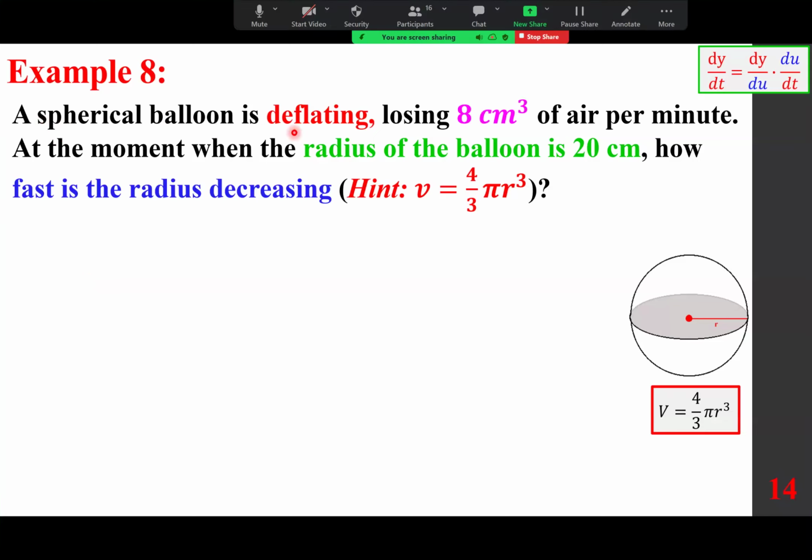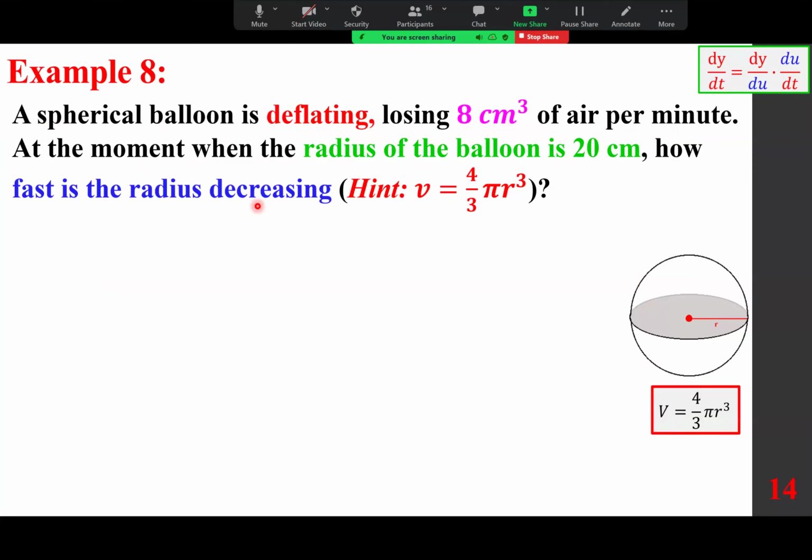Example 8, a spherical balloon is deflating or losing 8 cubic centimeters of air per minute at the moment when the radius of the balloon is 20 centimeters. How fast is the radius decreasing? Here's the shape, here's the volume. We are supposed to know that. So the volume is 4/3 pi r cubed. What is given? dV/dt is negative because it's losing, it's deflating. It's losing air, negative 8 cubic centimeters per minute.